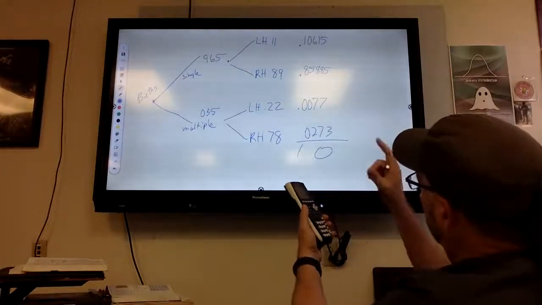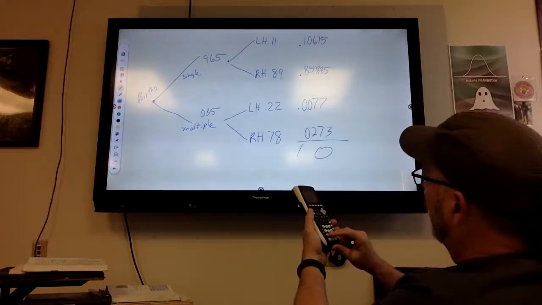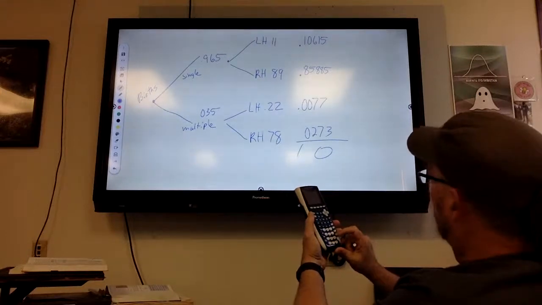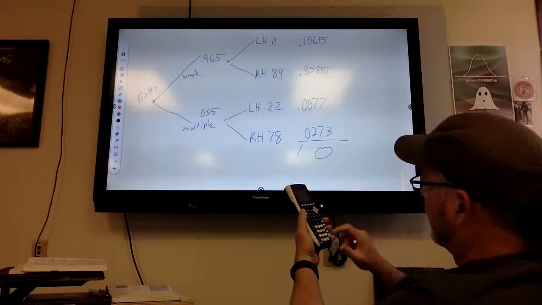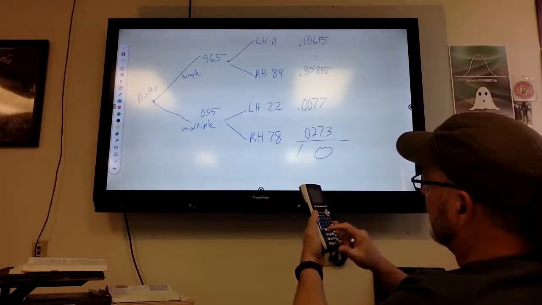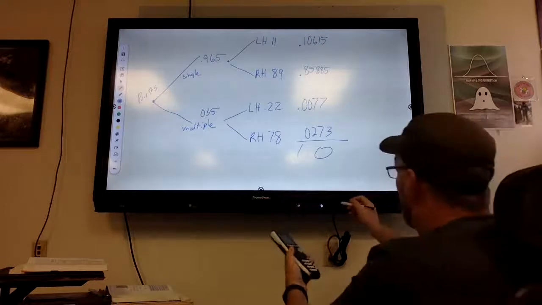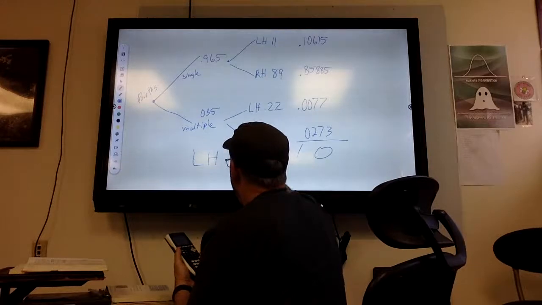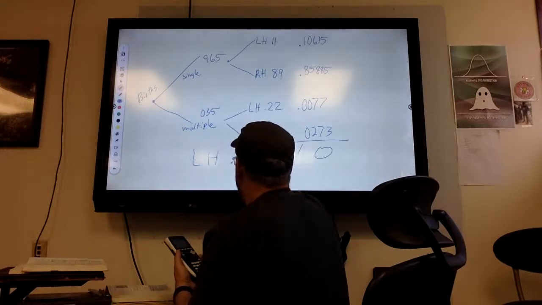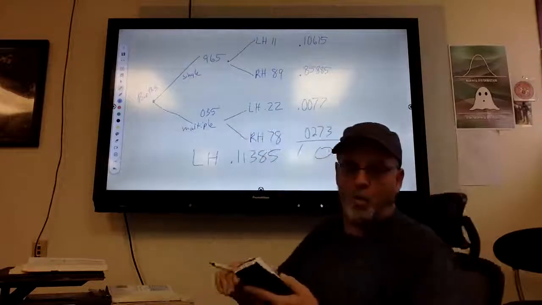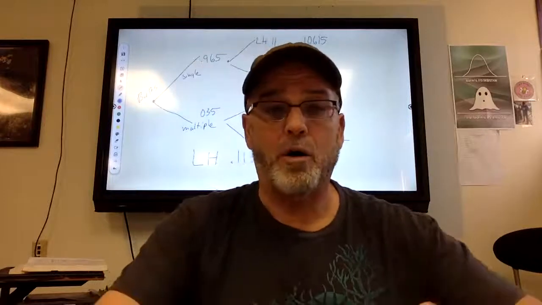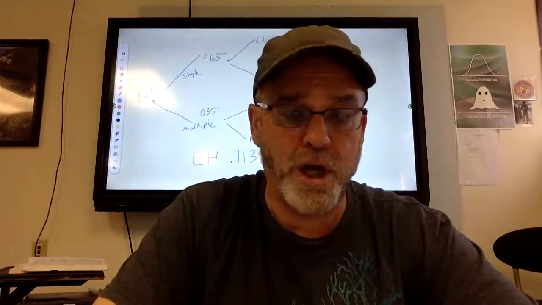So I got left-handed with single births is 0.10615, plus left-handeds from multiple births 0.0077, and I get a total of left-handed at 0.11385. And that's part one, or part A of the question. Let me make sure it's right. It is. Okay, so we will shut her down and pick up with part B in a moment.